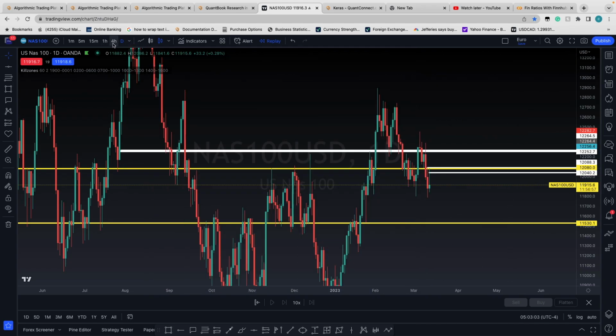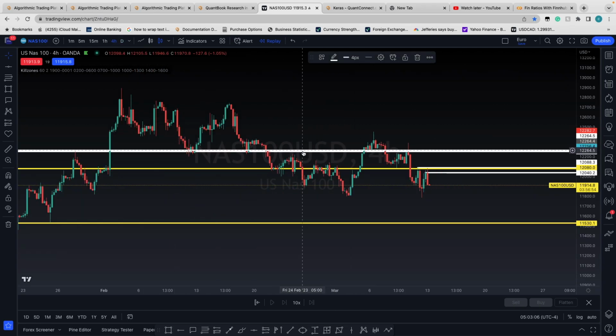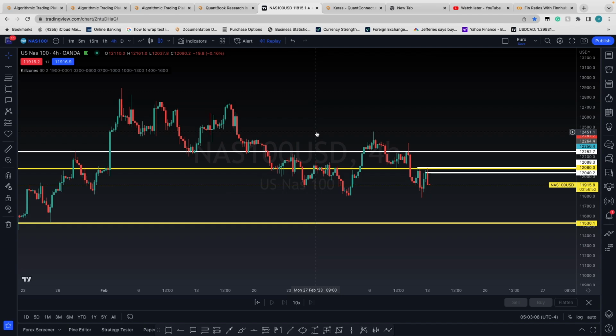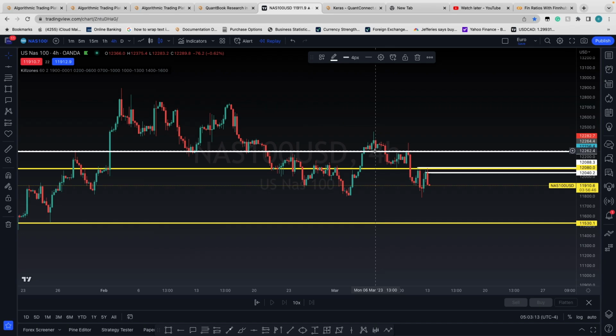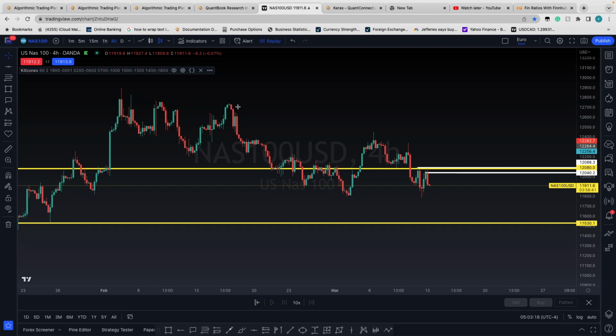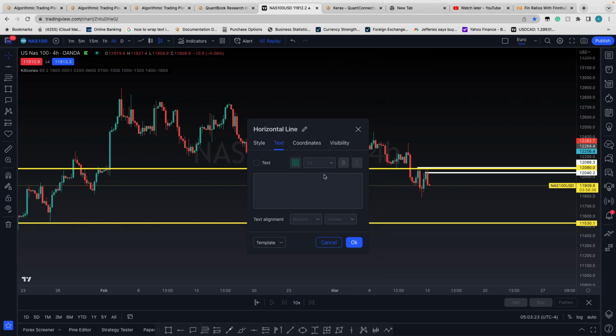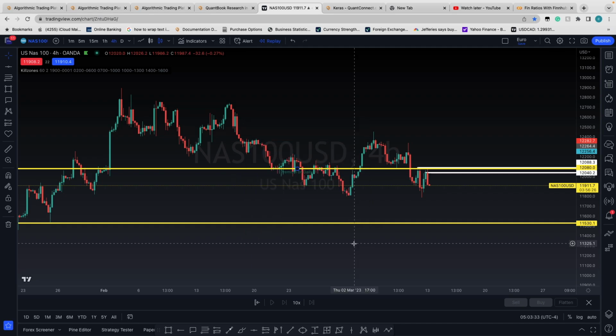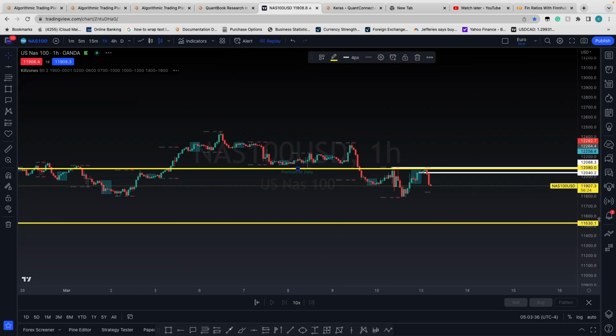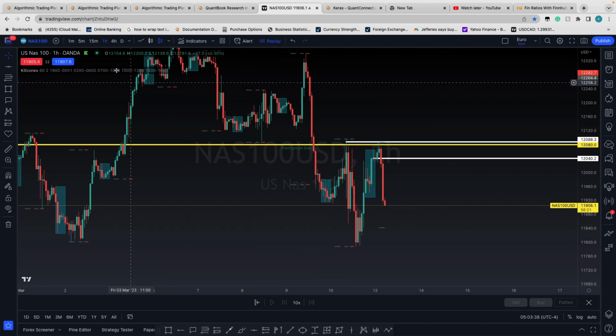So as we drop down to the 4 hour, what I'm going to do here... I don't think so. All right. As we drop down to the 4 hour, again, this yellow line denotes this premium level. Just write that in. Okay, 1 hour, 15 minute, same thing.